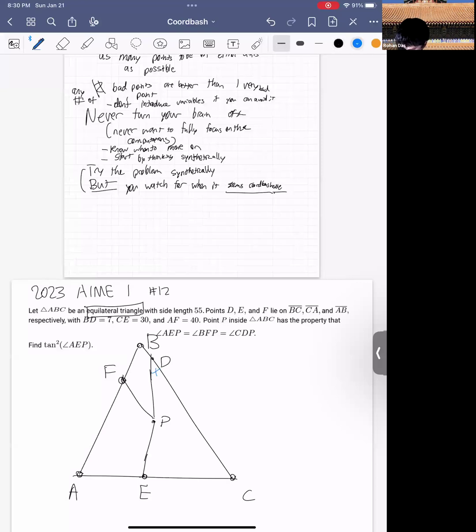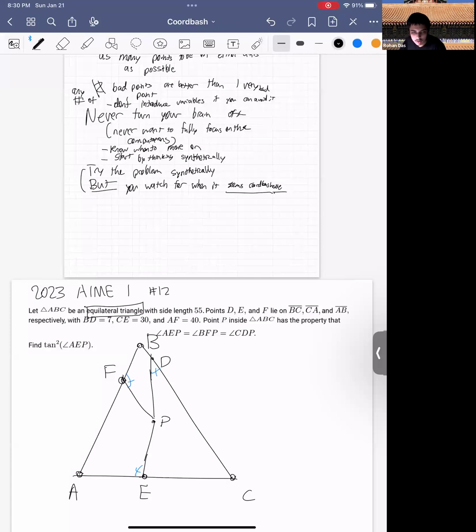And you can see that this condition is clearly not true for my diagram, but I guess that's not too much of a problem because we don't need to notice anything about the diagram, as we don't need to think that 4 points look cyclic or anything. So the key point of this problem is to start by thinking about it synthetically.